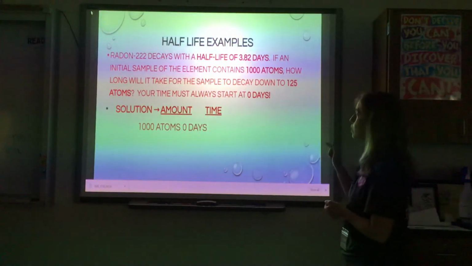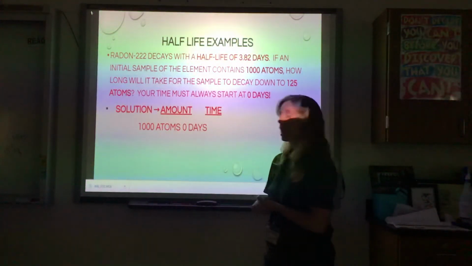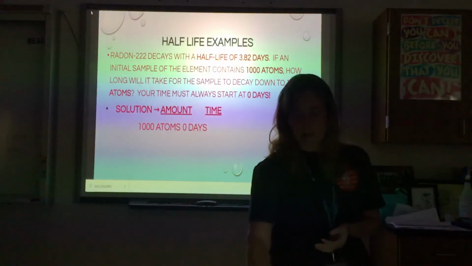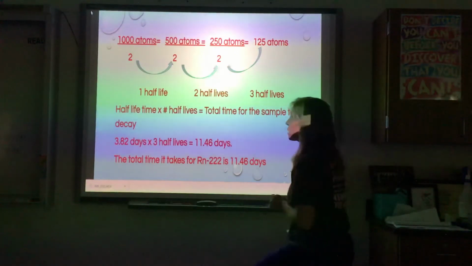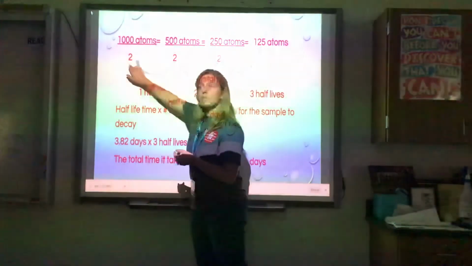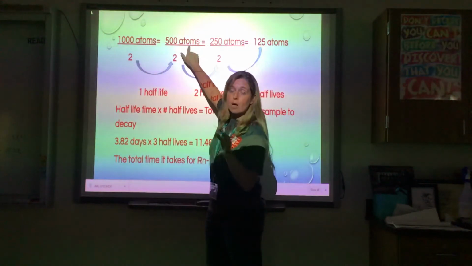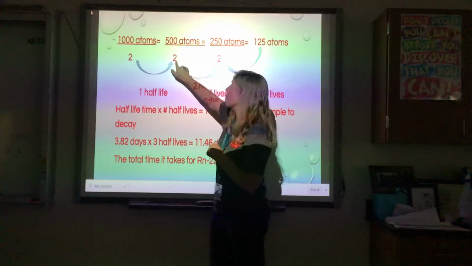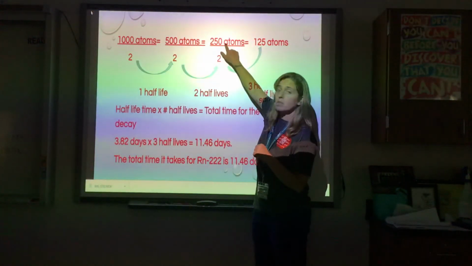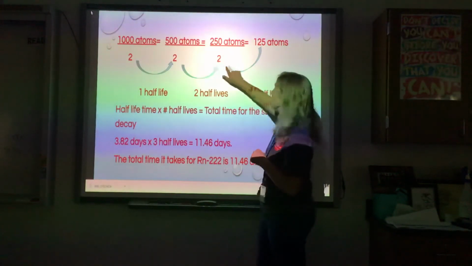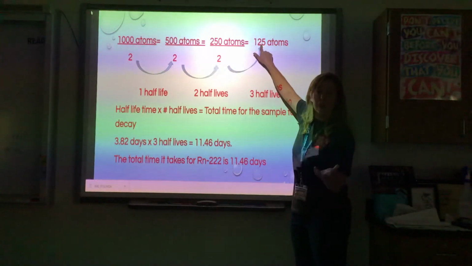Your time must always start at 0 days. So, we're going to start with 1,000 atoms at 0 days. So, watch how this works. I have 1,000 atoms, and I want to decrease in half. So I'm going to say 1,000 divided by 2 is going to leave me with 500 atoms. But I'm trying to get to 125. So now I'm going to half that again, and that's going to get me to 250 atoms. Still not there. So now I'm going to half it again, and that's going to get me to 125 atoms, which is where I needed to be.